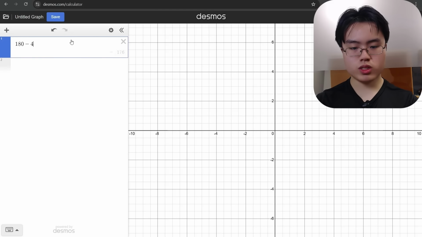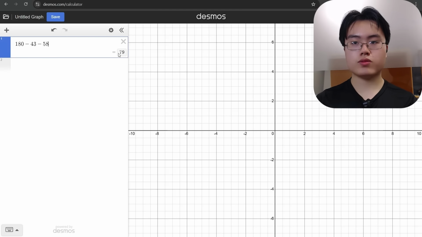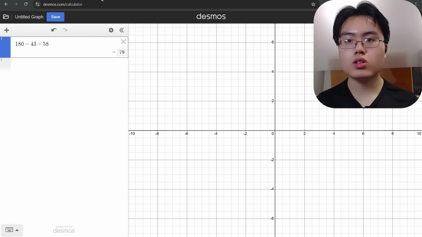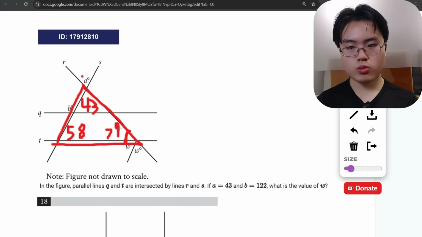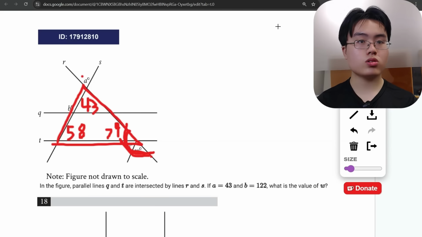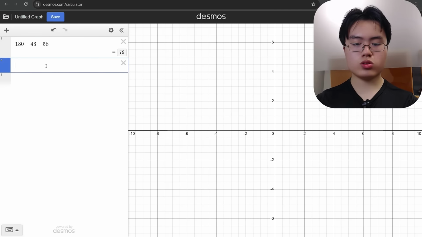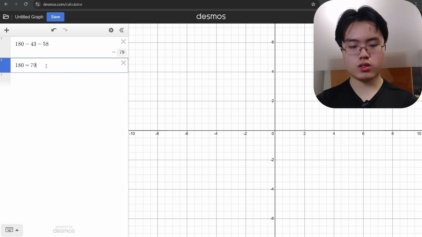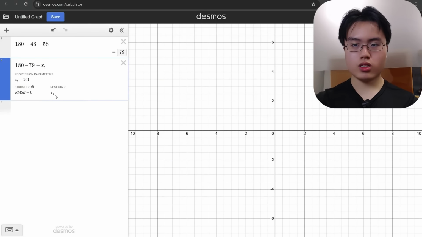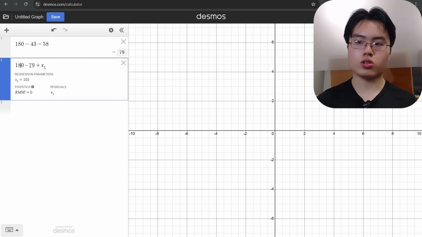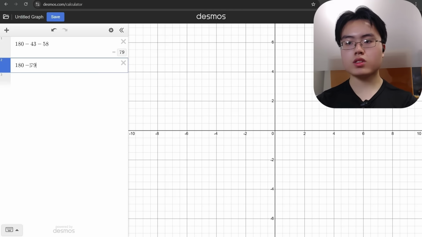So 180 minus 43 minus 58, that's 79. Okay. So we know that this angle is 79. Then we can just get the last 2 because we know this is supplementary angles with these 2, right? Or we just get this one divided by 2. So you can also do 180 equals 79 plus the angle we're trying to find, and then do a regression. If you don't know what I'm talking about, then you should definitely watch my Desmos guide video. But there is a form of this angle plus this angle equals 180, or you could also do 180 minus 79 to get the same answer.